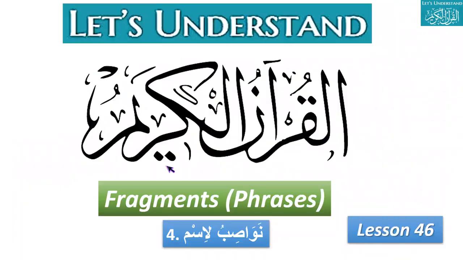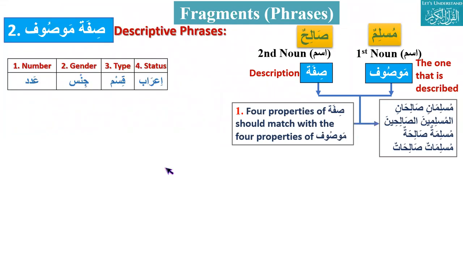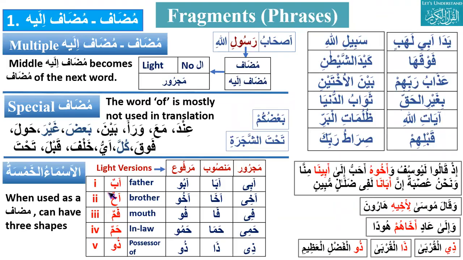Let me show you here. Everybody has to see it once and for all, so we should remember it. Asmaul Khamsa, marfu, mansoob and majroor: Abu, Aba, Abi. Akhu, Akha, Akhi. Fu, Fa, Fi. Hamu, Hama, Hami. Dhu, Dha, Dhi. These are the five Asma.